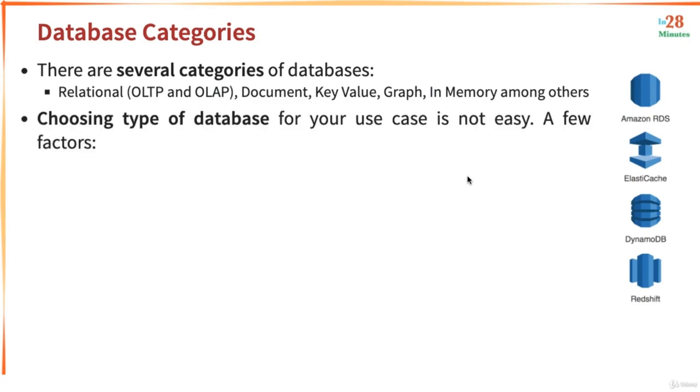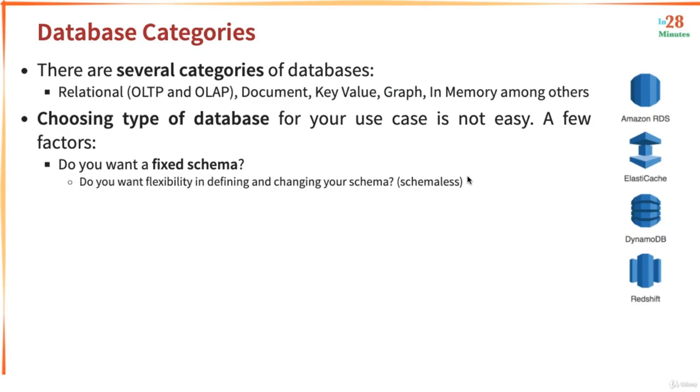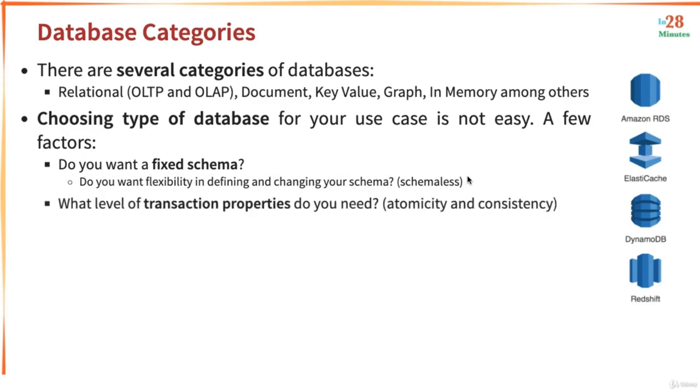Choosing the type of a database for your use case is not really easy. What are the important factors that you would consider when you choose a database? Number one is, do you want a fixed schema? So do you want to define what columns a table should have? What relationships should it have with other tables? Or do you want flexibility in defining and changing your schemas? Do you want to go schemaless?